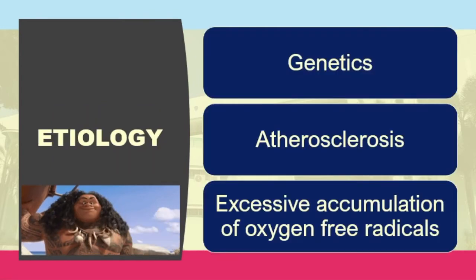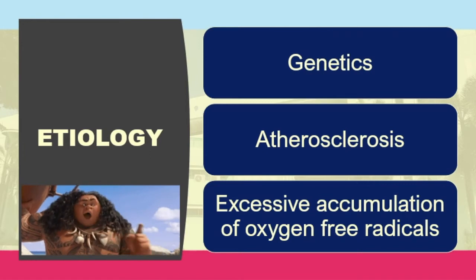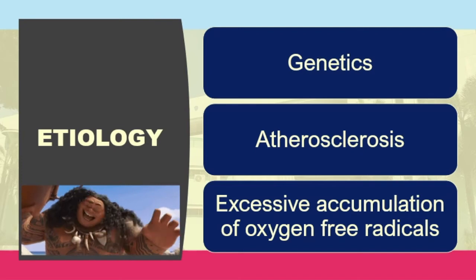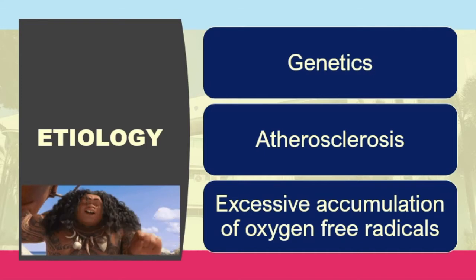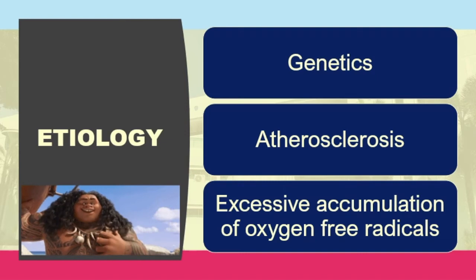Then you have the etiology. So it is attributed to genetics. However, only 15% of those who have Parkinson's disease have a family history of it. So for the rest, the cause of Parkinson's disease is usually unknown. Then it could also be caused by atherosclerosis and then excessive accumulation of oxygen-free radicals.